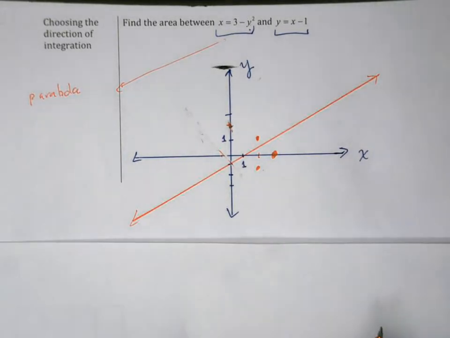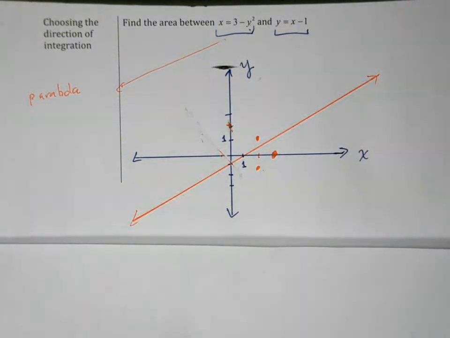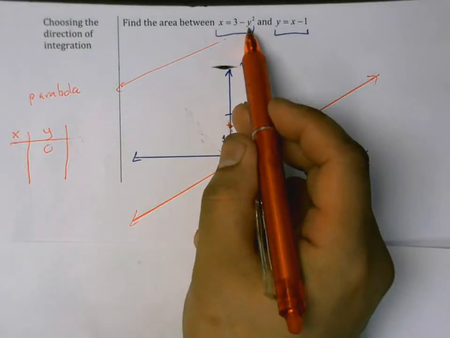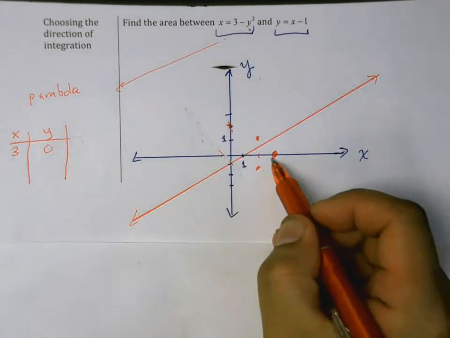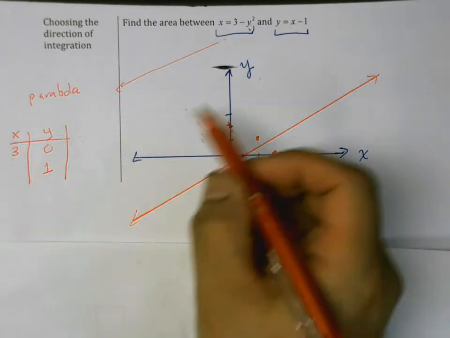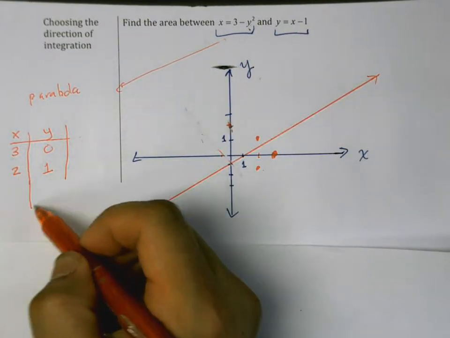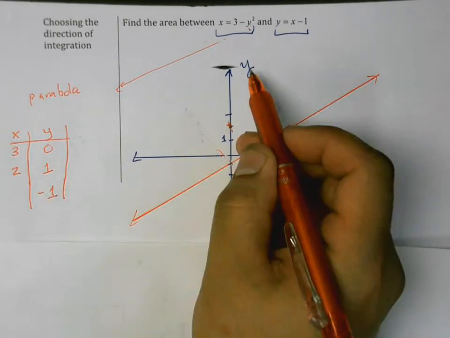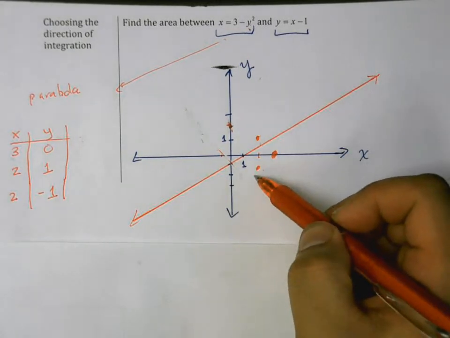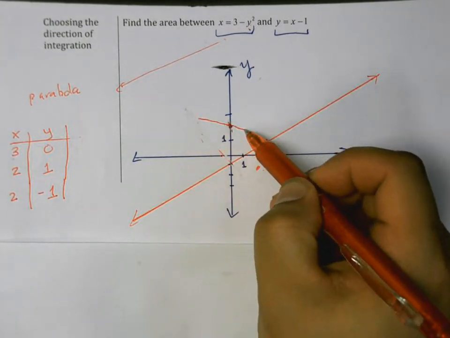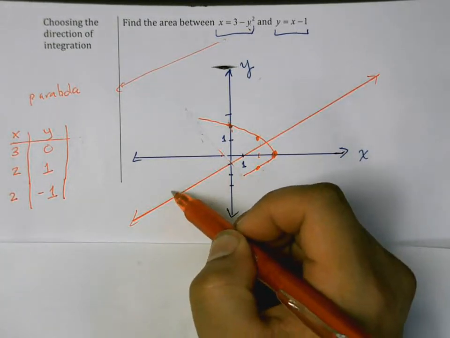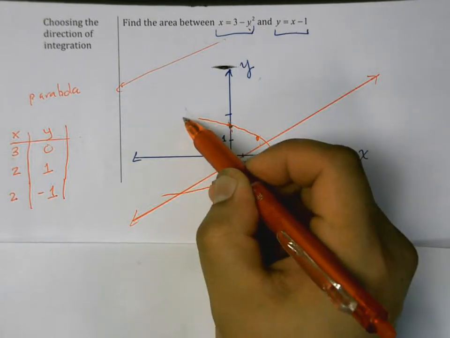Maybe I should make a table of this. This will be a little bit easier to see. When y is equal to 0, you get that x is equal to 3, so (3, 0) is a point on the graph. When y is equal to 1, x is going to equal 2, and when y is equal to negative 1, x is also going to equal 2. So (2, 1) and (2, -1) are here. From those points, I think the sketch is going to look something like this.